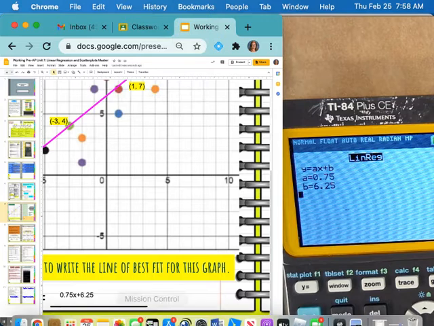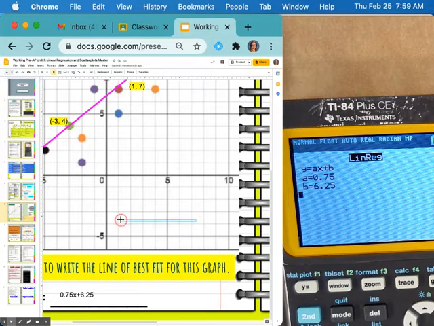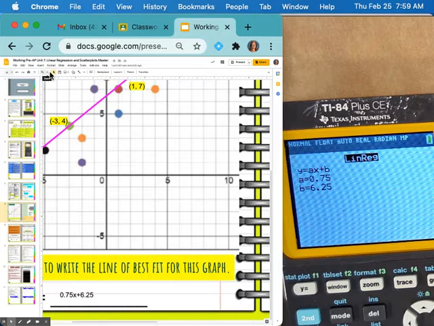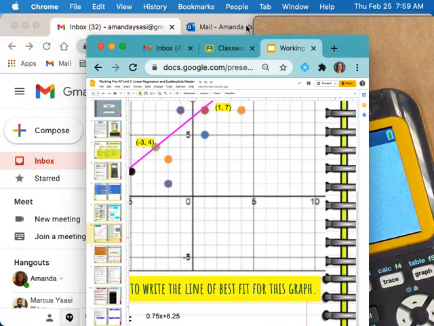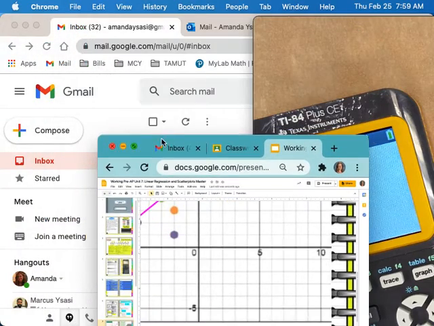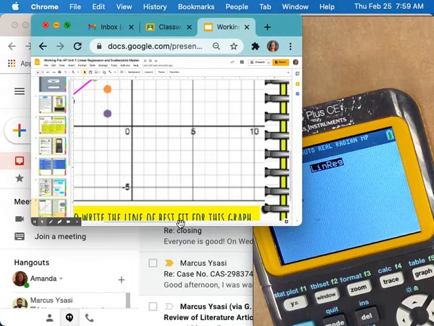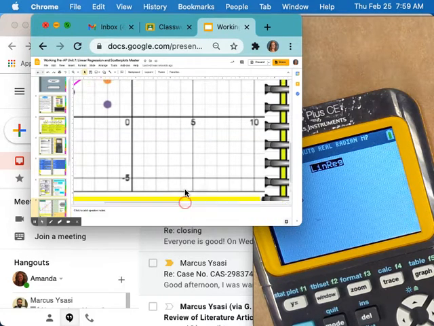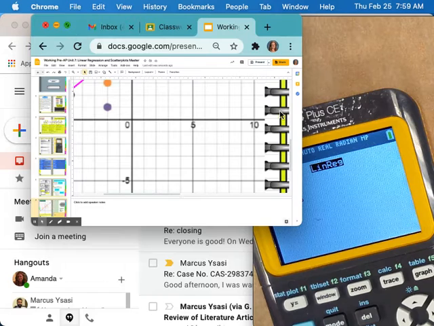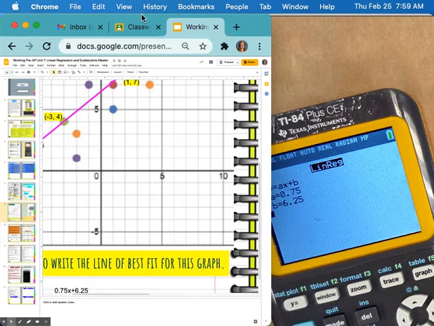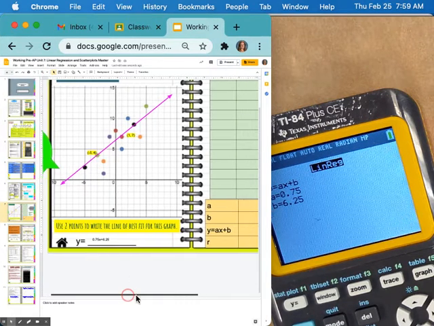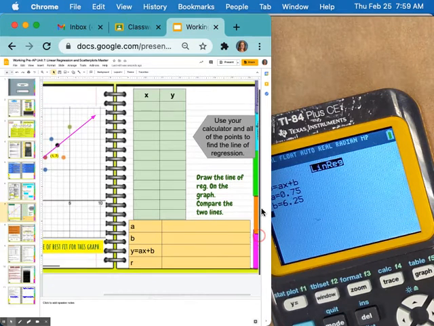Okay, let's go over to the other side. I'm really having problems with my computer today. There we go. That'll make it a little easier. Okay, let's look at the other side of this page.